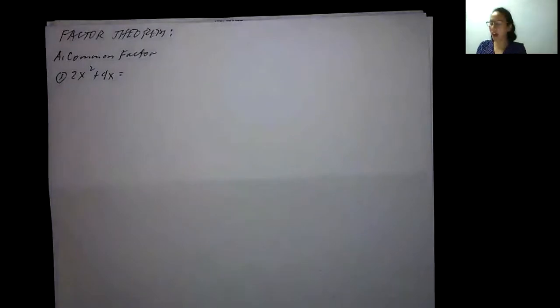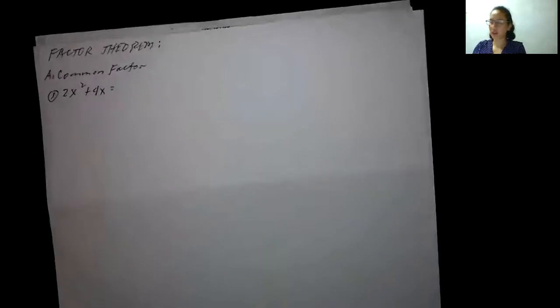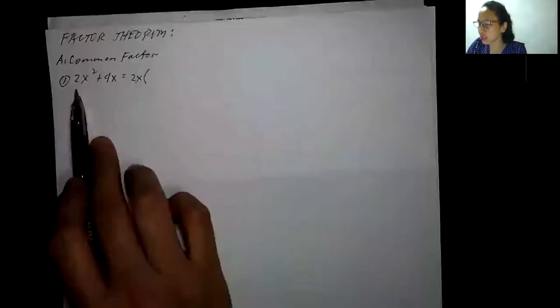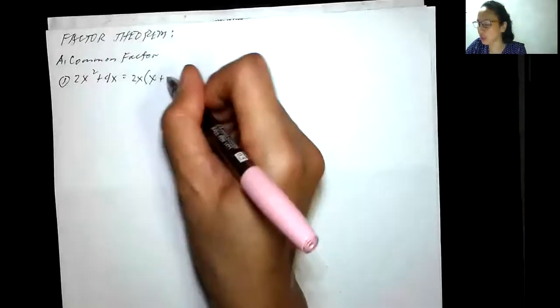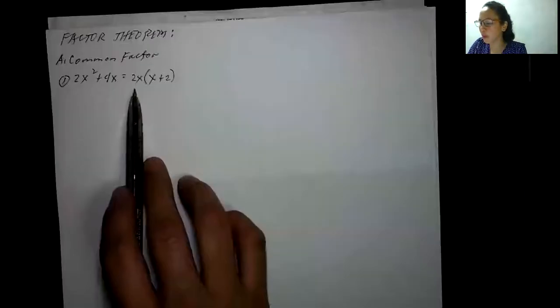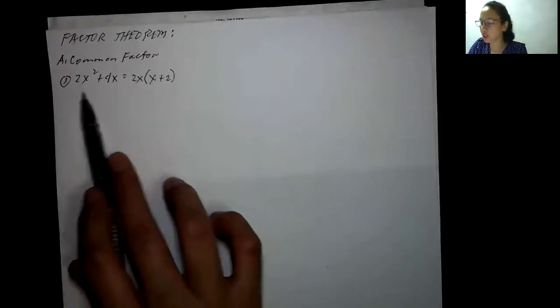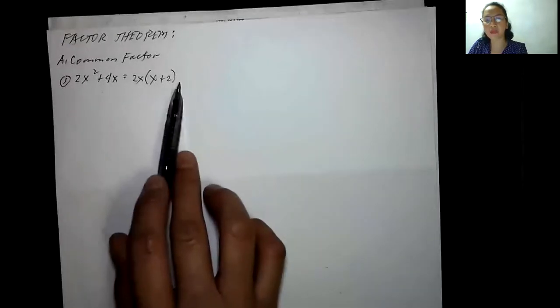So we have a common factor. So we have here 2x squared plus 4x. So the common factor here is 2x. So 2x squared divided by 2x, the answer is x. And then 4x divided by 2x, the answer is 2. So the common monomial factor between them is 2x. And then the factor of this expression is 2x times the quantity x plus 2.